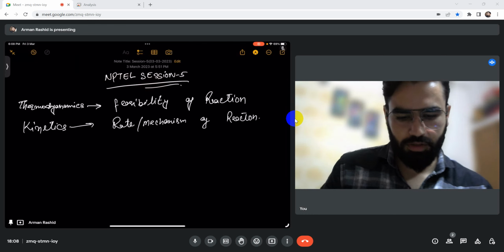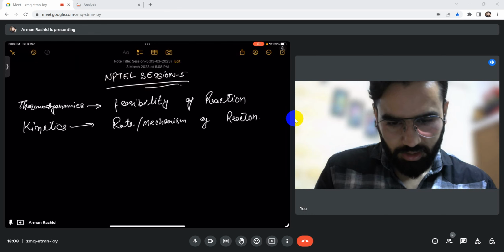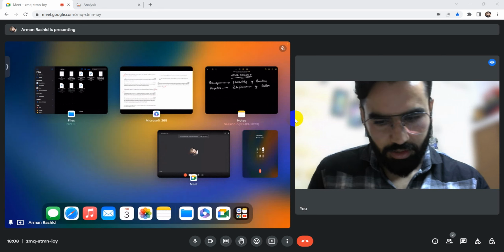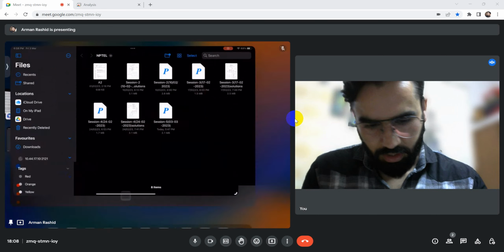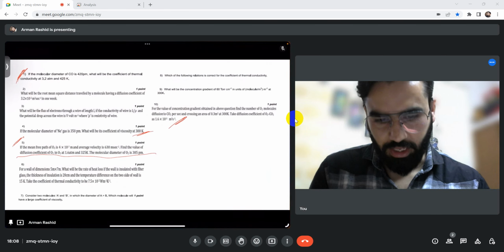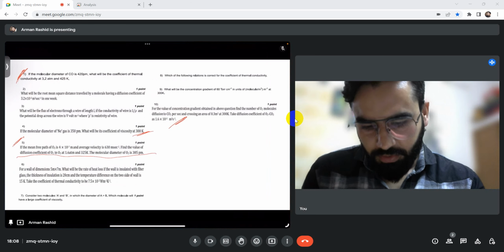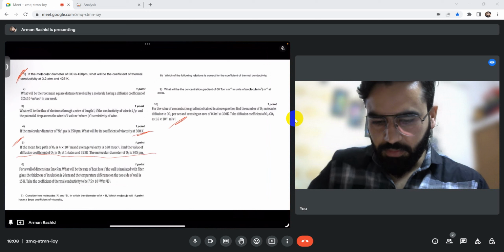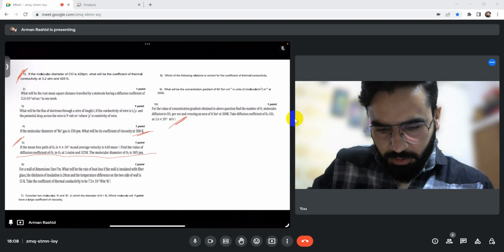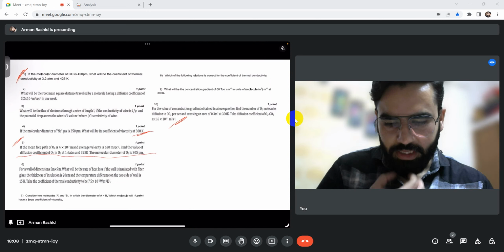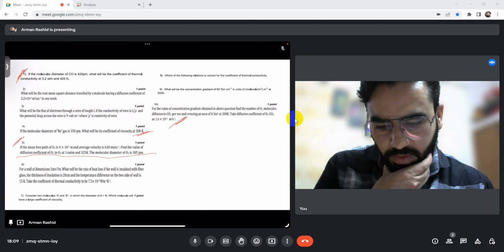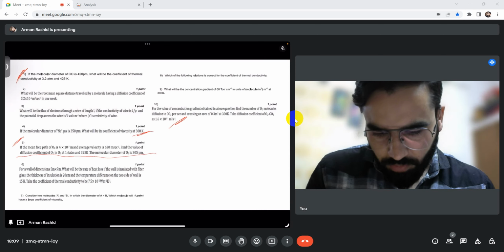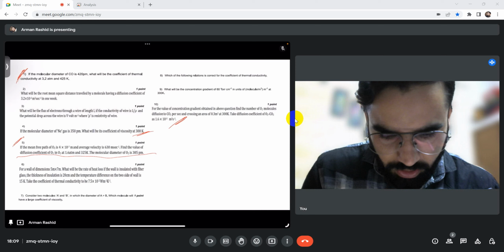Okay, so let us go to question number 5, which I have put in this. Question number 5: if the mean free path of oxygen is 4 into 10 to the power minus 7 meter and the average velocity is this, find the value of the diffusion coefficient of oxygen. And this is the molecular diameter.